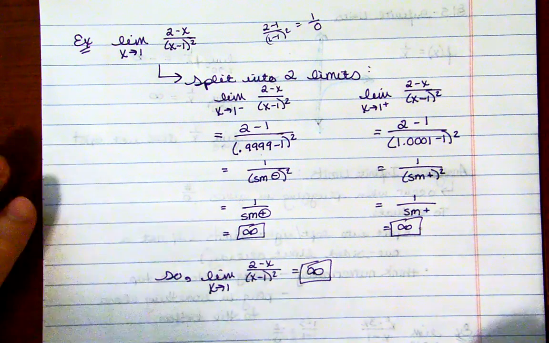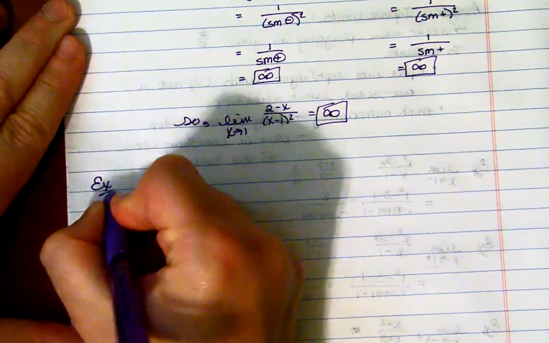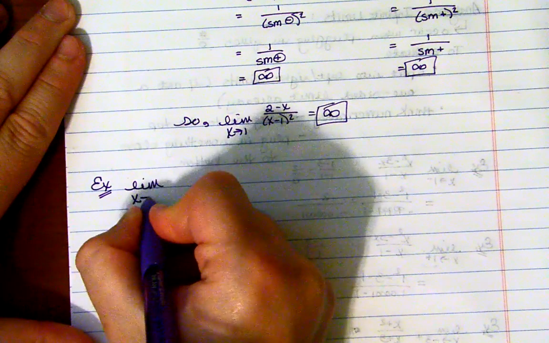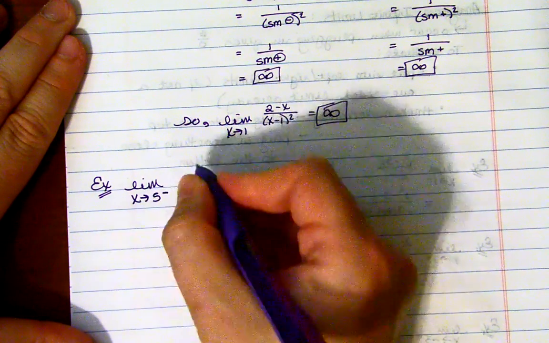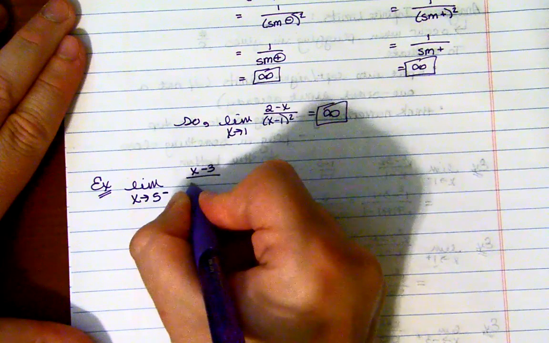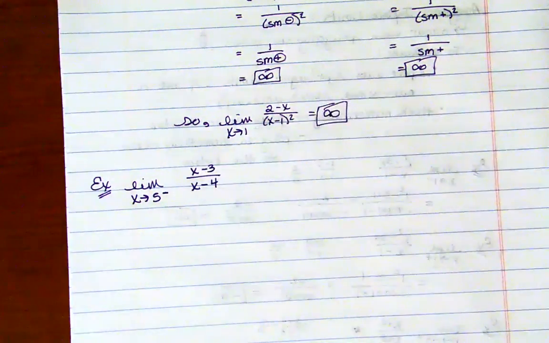Okay, a few more. Let's take a look at the limit as x approaches 5 from the left of x minus 3 over x minus 4. Actually, how about you take a moment and see what you can do here.